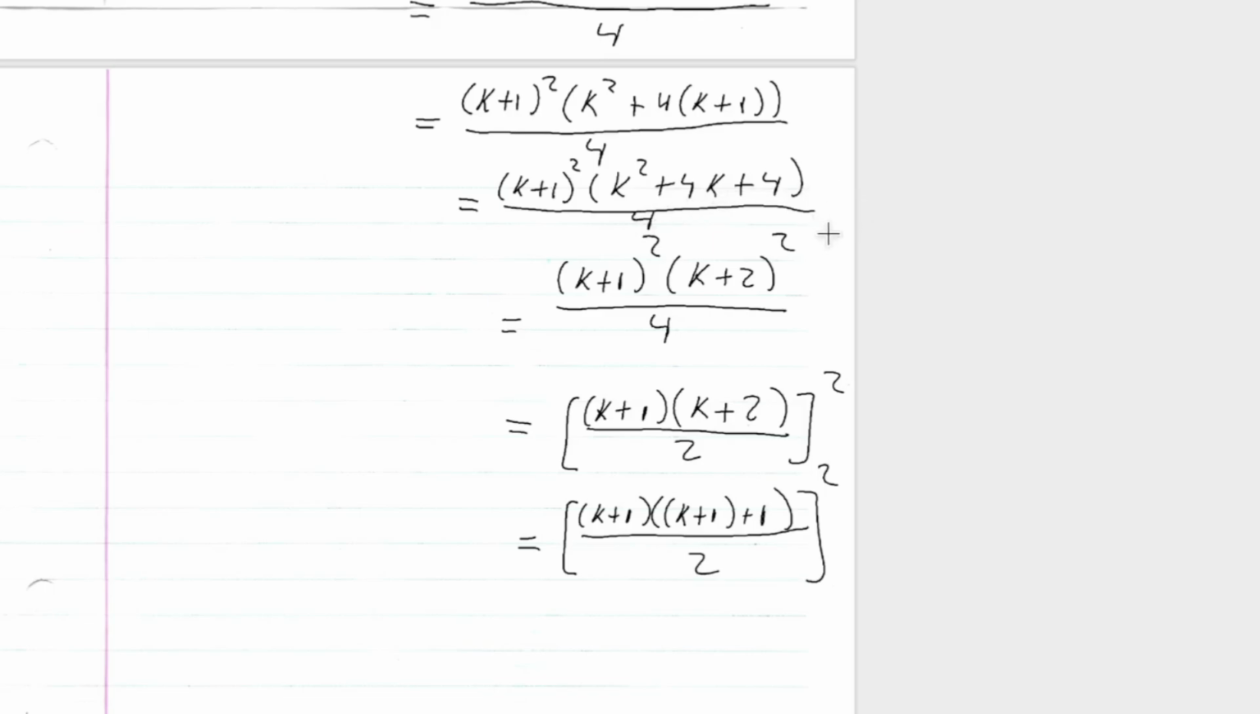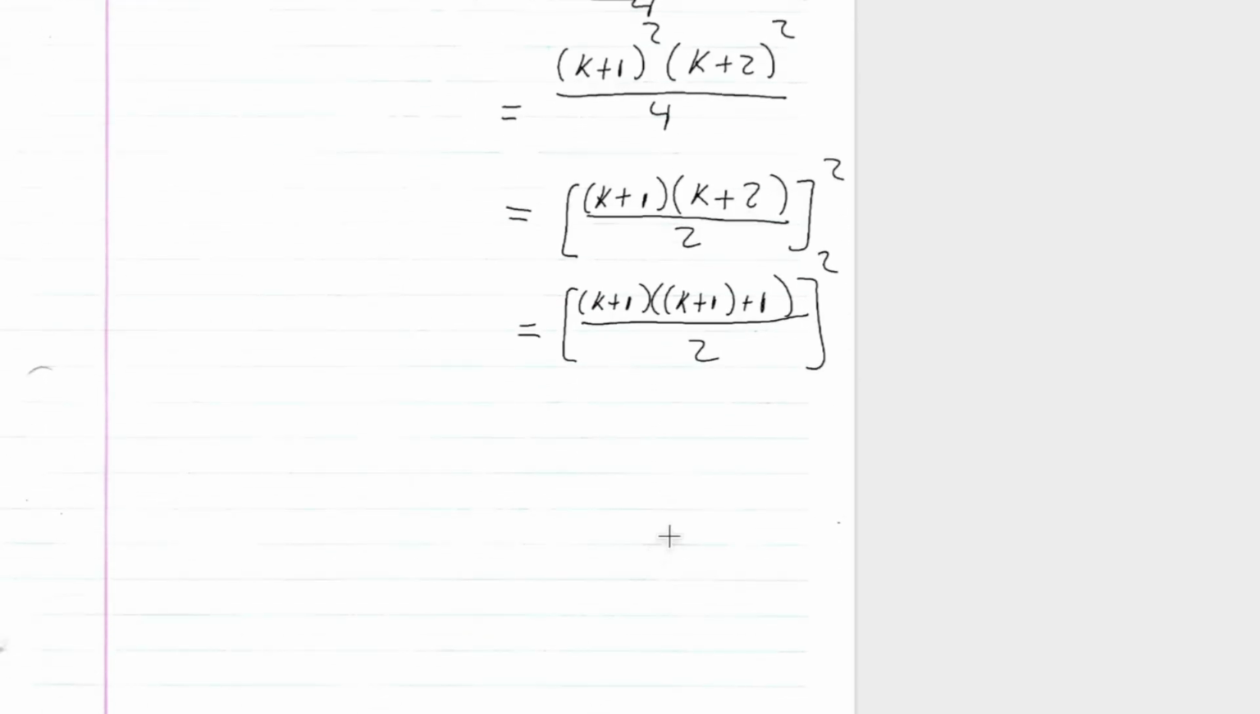But look, k times k is k squared, k times 2 is 2k, 2 times k is 2k, so 2k plus 2k is 4k, and then 2 times 2 is 4. So I know that this here is the same as this down here, and then I finished my proof, right? So this implies that S of k plus 1 is true.